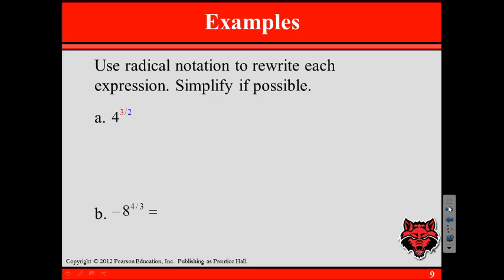So let's try a couple of examples. We want to use radical notation to rewrite each expression and then simplify if possible. So here we have 4 raised to the 3 halves. The number on bottom, indicated in blue here, is the index. Whenever the index is 2, we write square root. So square root of 4, that will all be raised to the top number, to the 3rd power.